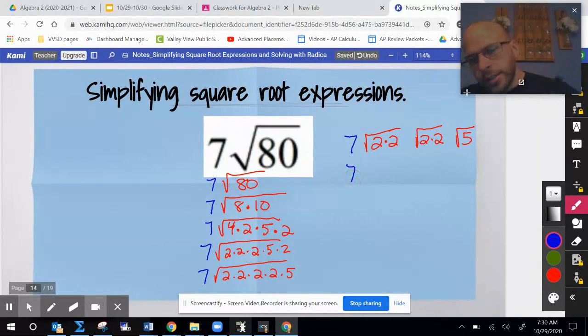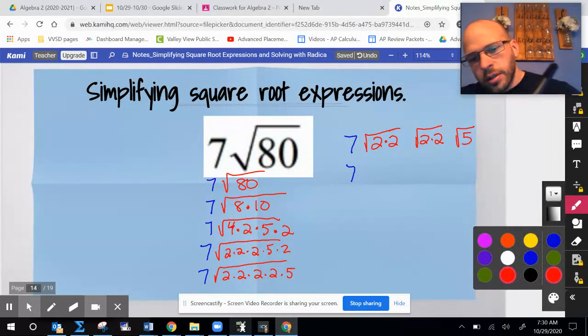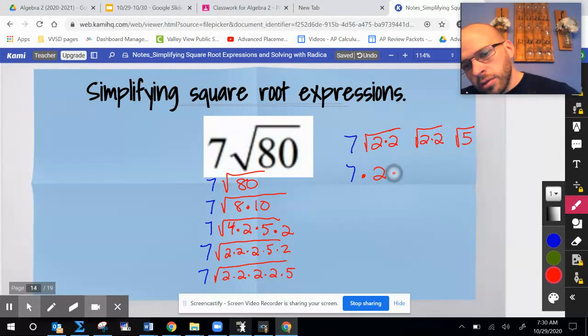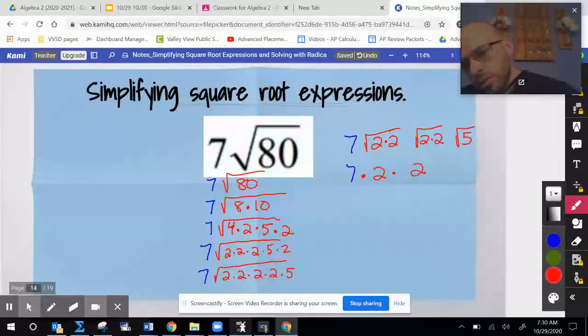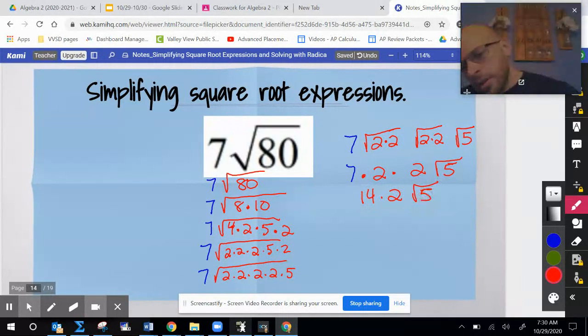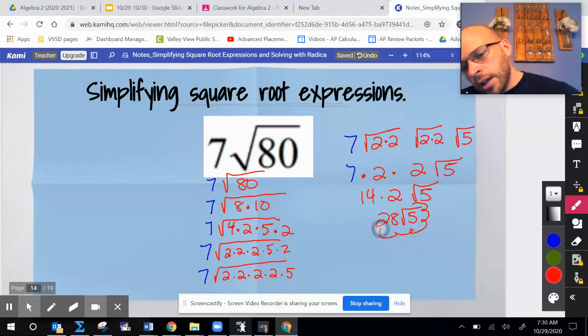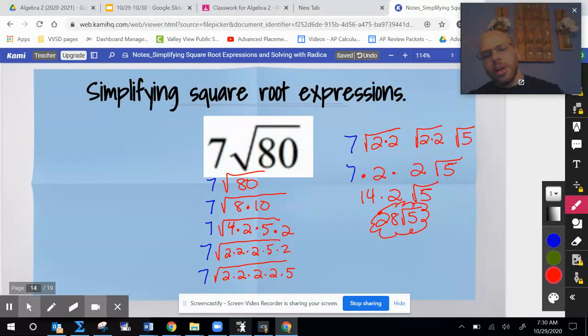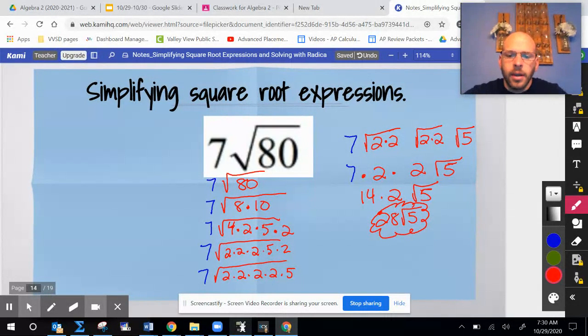So I have the 7. This first radical is just a 2. This second radical is just a 2. And then I have square root of 5. So let's put the pieces together. 7 times 2 is 14 times 2. 14 times 2 is 28. And I get my radical. Okay? So that's the idea here, guys.